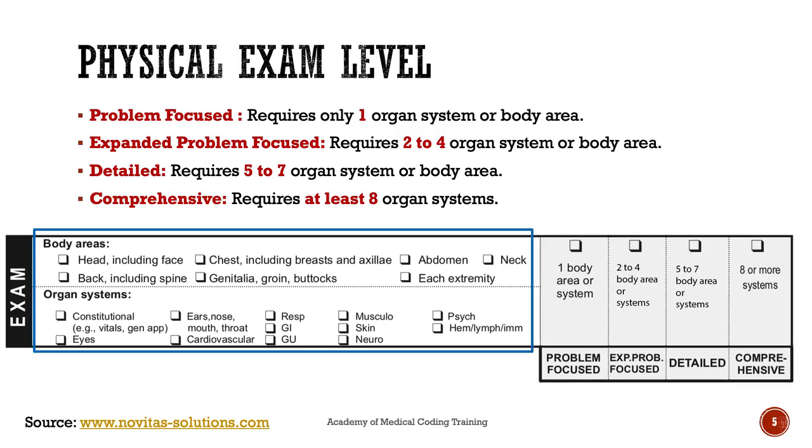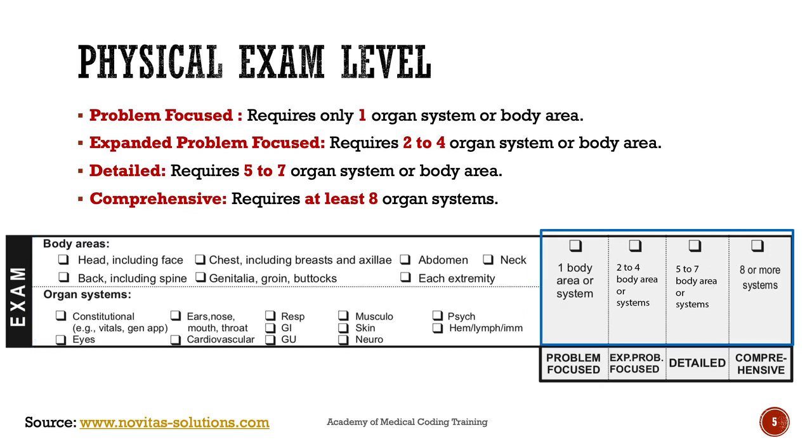there are body areas and organ systems on the left, as we have seen in the previous slide. So we have body areas: head, back, chest, abdomen, neck, etc. And we have organ systems like constitutional, ENT, respiratory, cardiovascular, etc. Then on the right side, we have the calculation for the number of body areas or organ systems counted or documented. For example, 1 body area or system, 2 to 4, 5 to 7, or 8 or more systems.